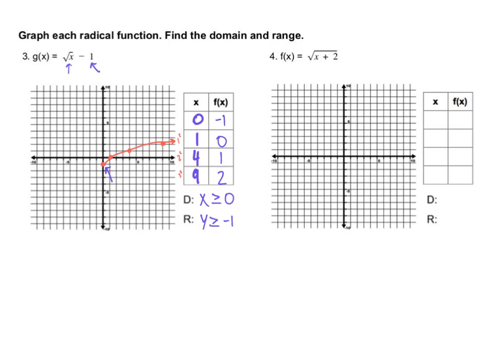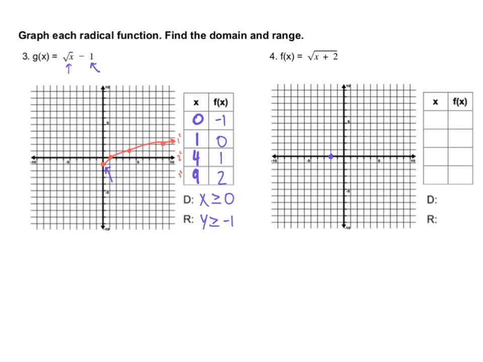Alright, if we jump over to number 4, while we're going off of transformations, this one's inside the square root, so it's inside the parent function, so that means it's a horizontal movement. But we know to remember the opposite for horizontal movements. Alright, so this plus 2 is really moving to the left 2. So I'm guessing that that's where we are going to start.